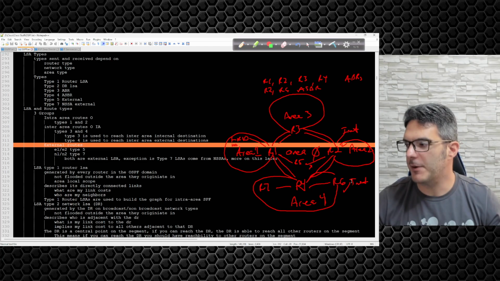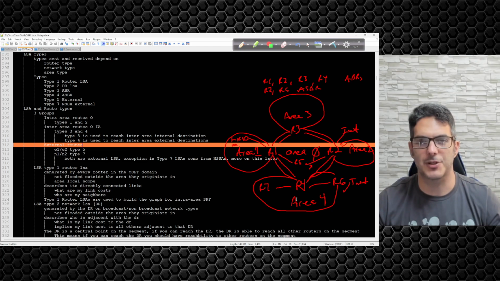But if there was something attached to R6 that was OSPF, EIGRP, BGP, IS-IS, RIP, or a static route going somewhere else, inside of Area 4, that would be a Type 5 LSA. It would just be an external route. Now, when R4 gets that, he would generate a Type 4 LSA, and that would get sent to Area 0. Area 0 would then propagate that to R1, R2, and R3 for Areas 1, 2, and 3.